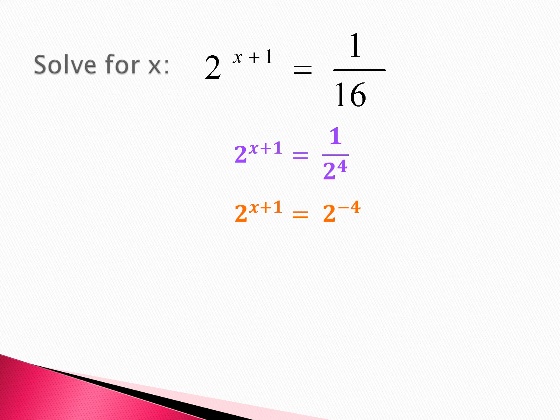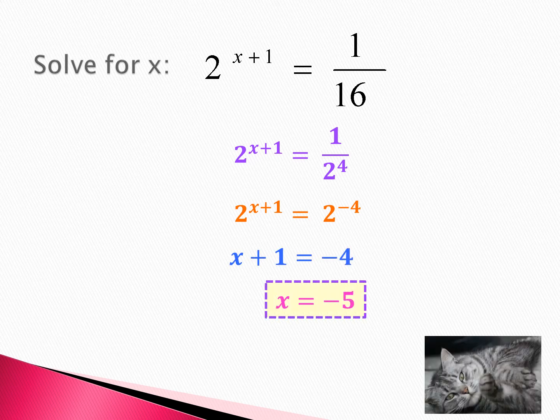Now, base 2 equals base 2, so that means exponent needs to equal exponent. And now we solve for x. I subtract 1 from both sides, and I get x is negative 5.